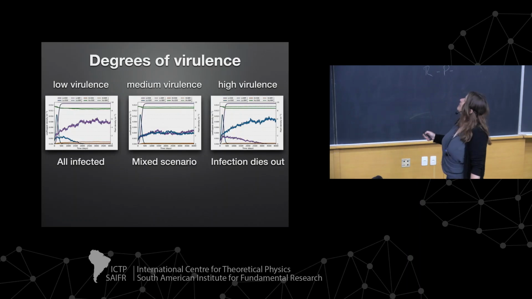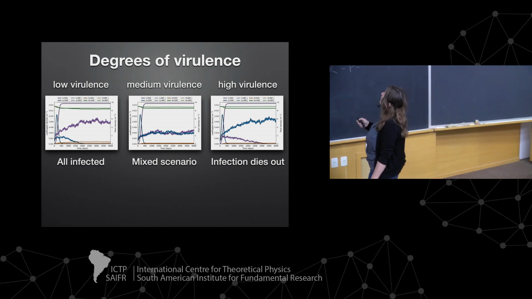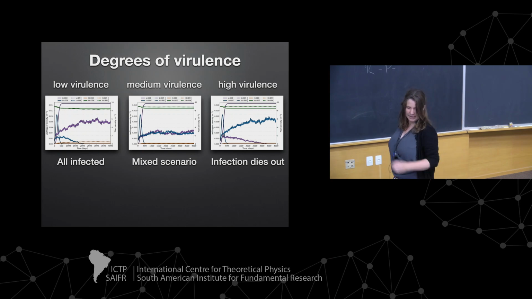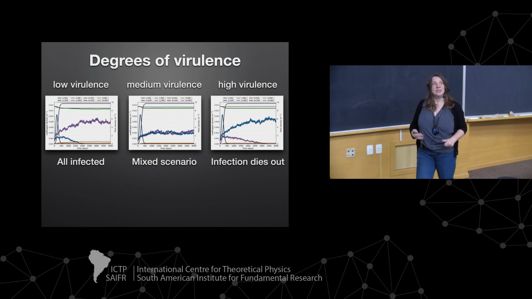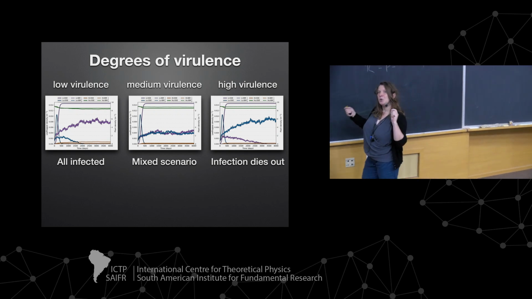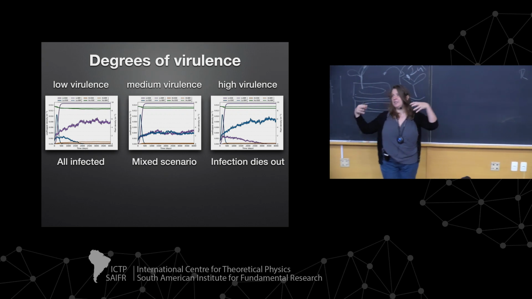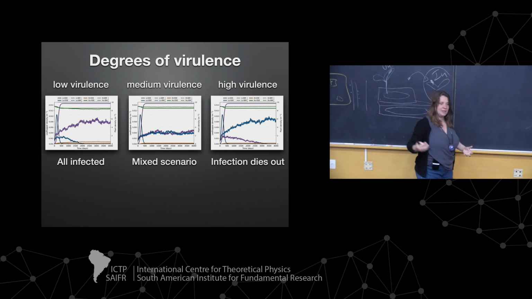So if we make simulations with a low virulence, we get all infected; medium virulence, we have the mixed scenario; and high virulence, infection dies out. And the only place we get spatial patterns is the mixed scenario. Okay, does this mean something? So now we're going to do a competition game again. We're going to let these different parameters, these different mosquitoes, these different virulences compete with one another.